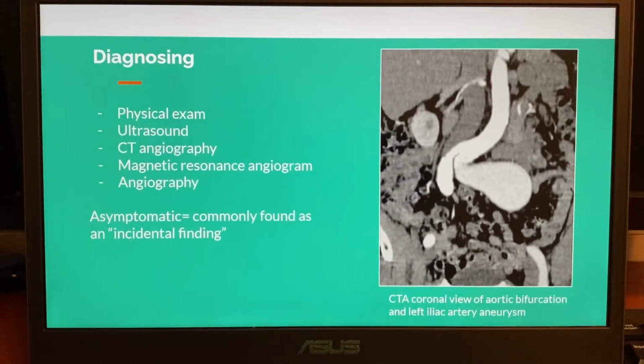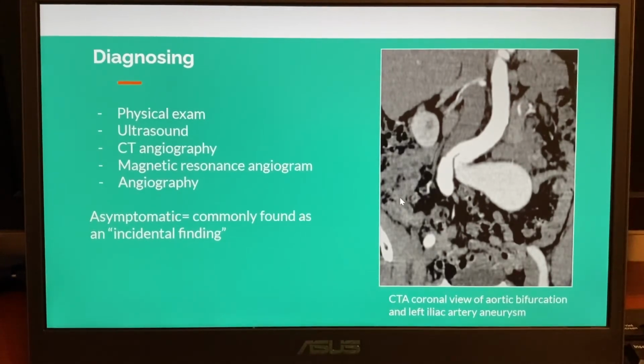So there's a few different exams that can be ordered to help diagnose some aneurysms. So there's a physical exam, palpating to see if there's any mass that the physician can feel, ultrasound imaging, a CT angiogram, magnetic resonance angiogram, or angiography. So pretty much all across the board, a lot of different tests that can help diagnose this. And like I was saying, since aneurysms can be asymptomatic sometimes, they are usually found as incidental findings on exams for other reasons.